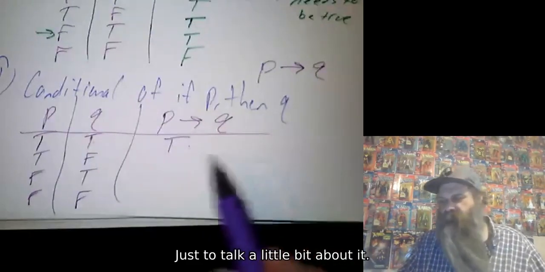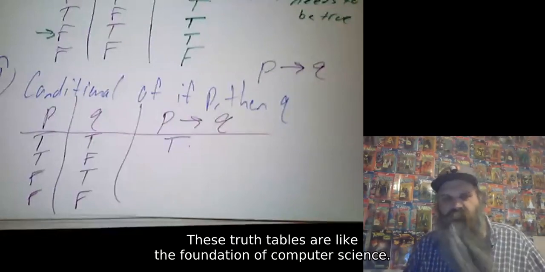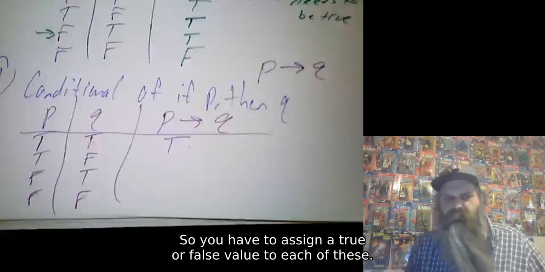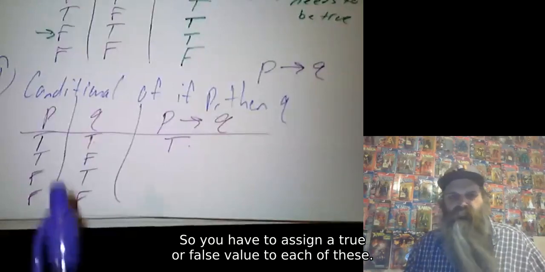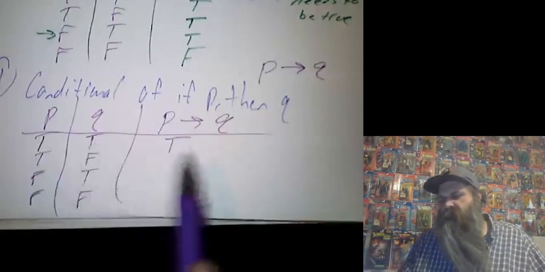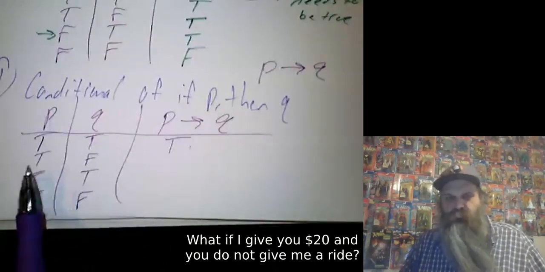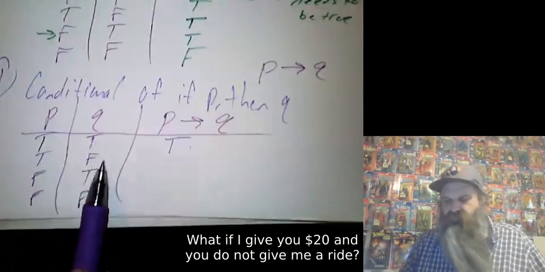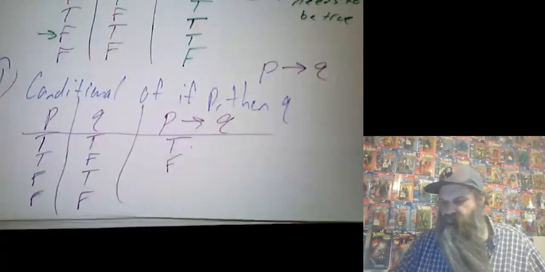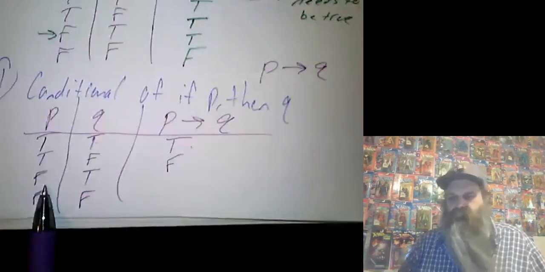And just to talk a little bit about it, these truth tables are like the foundation of computer science. These binary truth values, you have to assign a true or false value to each of these. So I give you $20, you give me a ride, that's a true outcome. What if I give you $20 and you do not give me a ride? Well, that's unfair. That is a false outcome, or an unfair outcome from my perspective.